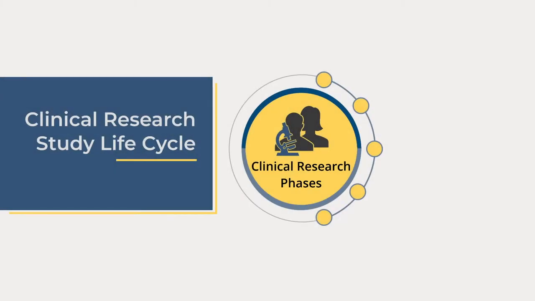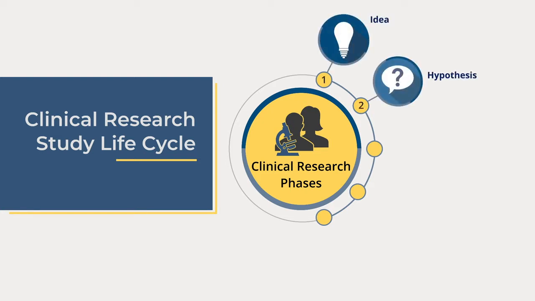So far in this course, we have introduced the basic life cycle of a clinical research study. We start with an idea, which leads to a research question and a research hypothesis. We then determine the primary outcome of the study. In this video, we will discuss the next phase of the life cycle, designing a study and collecting data.